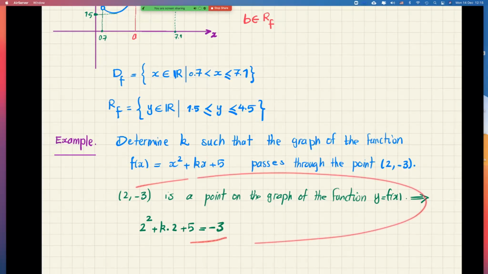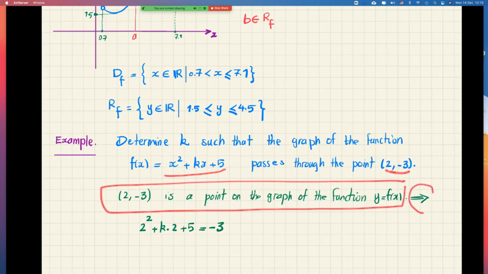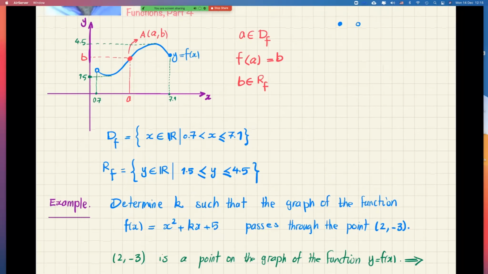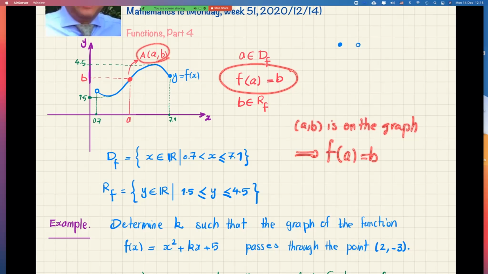Does everyone understand what I have written here in green? Yes, so this sentence is given in the problem. Do you agree with me? Because when you say that this graph passes through this point, it means that this point lies on the graph. From this statement, what I understand, let me go back here. You see, if (A, B) is on the graph, I have written it here: f of A is equal to B. Is that understandable?